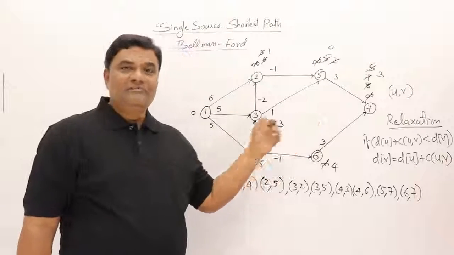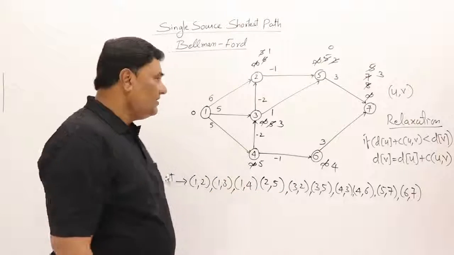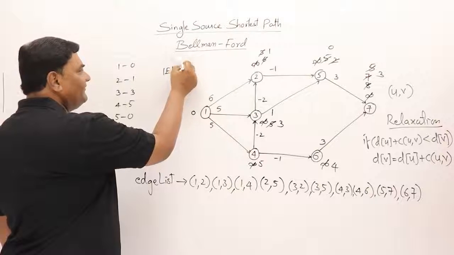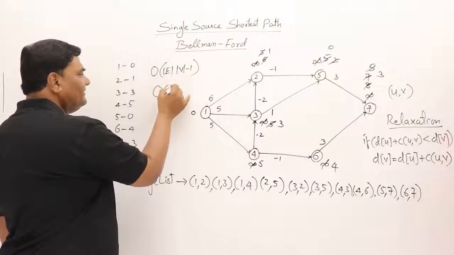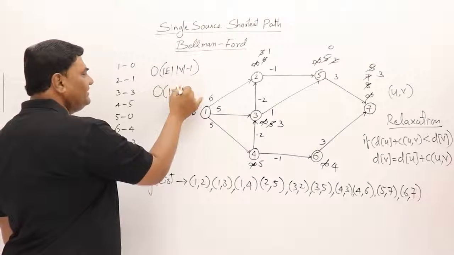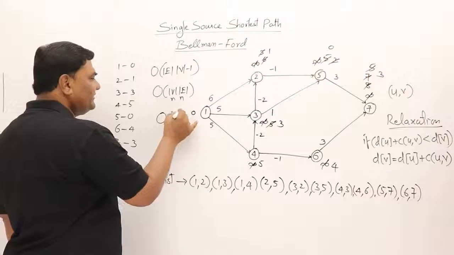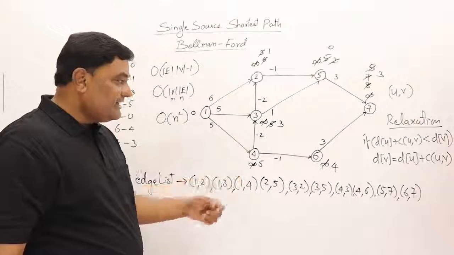Let us look at the time complexity of Bellman-Ford. What it is doing, relaxing all edges. How many edges are there? E edges are there. How many times it is relaxing? V minus 1 times. So this is order of V into E. So if we say V and E are both n, this will be n square. So it depends on the number of edges.